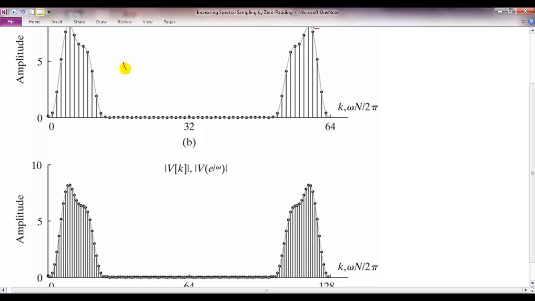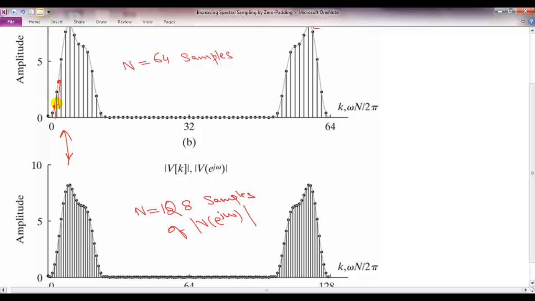So in this case, we are computing N equal to 64 samples, even though the window is of length 32. And this corresponds to computing N equal to 128 samples of V of e to the j omega. Okay. So all that is happening is that between every two samples, you are computing these additional samples in between the previous samples. Okay. So you now get a finer grid of the DTFT that you were sampling.